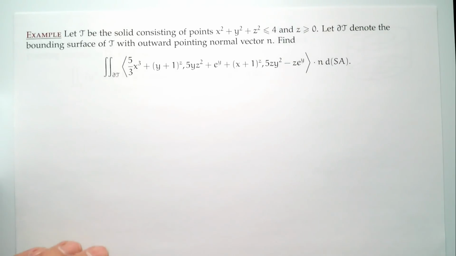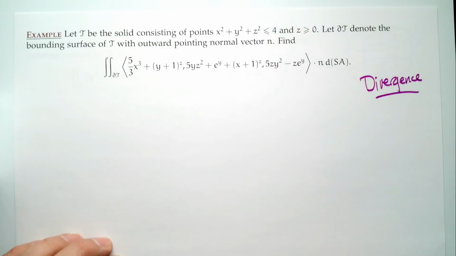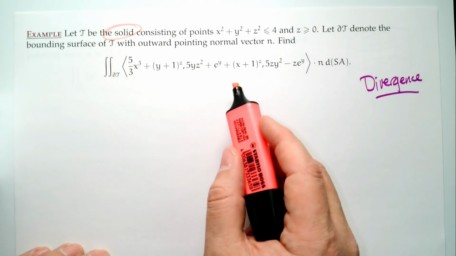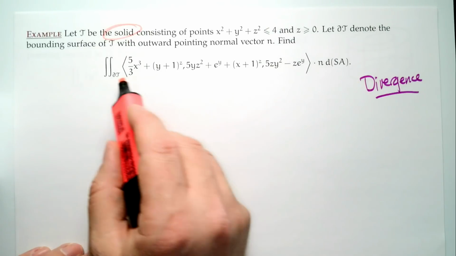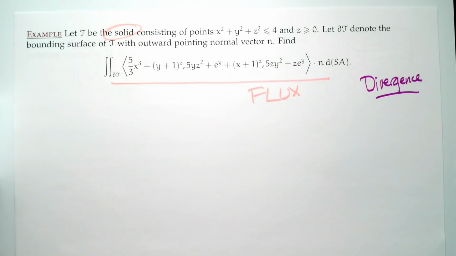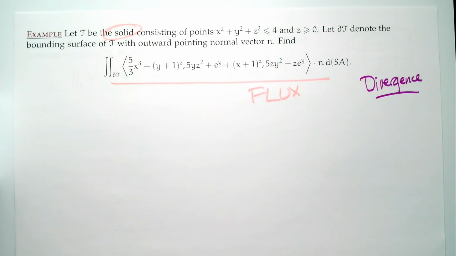It's a divergence problem. How do we know? What gives it away? We see the word solid. What else gives it away? It's a bounding surface. That means it's closed. And this right here is a flux through the surface. Now you might say, doesn't Stokes also have a flux? But Stokes has a del cross, a curl involved. If you don't see that curl in that flux, that's divergence. So this is another divergence problem.